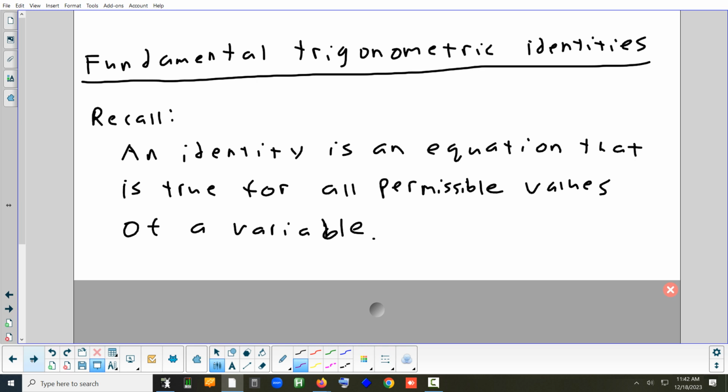Remember that an identity is a formula that is true all of the time. It's like the Pythagorean theorem. It works all of the time. It doesn't matter if one side is 2 and the other side is 9.7. It still works, as long as it's a right triangle.